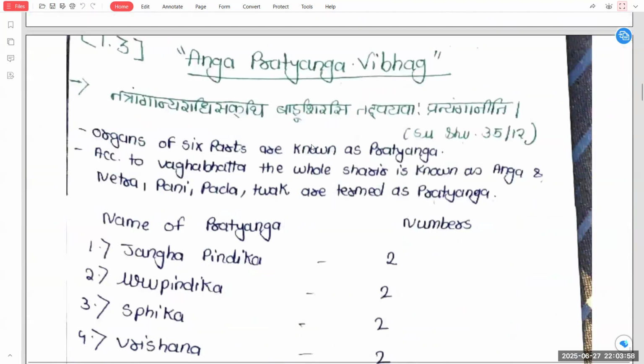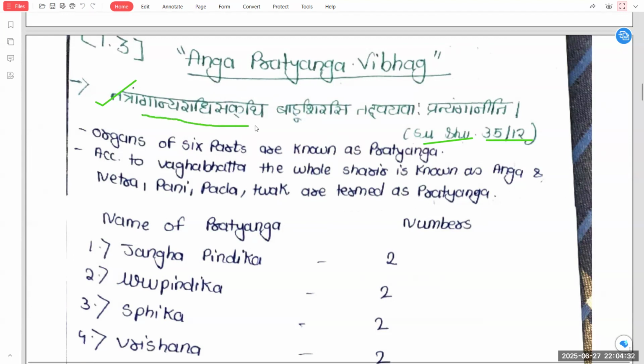Now, moving on to our third topic of this chapter, that is Anga Pratyanga Vibhag. This is usually not asked for the SAQs. Mostly if a tough paper is set, then only are there probabilities of such questions being asked. Otherwise, for the short answer questions, it is not asked. It is only asked for the MCQs. Okay. So let's see. Here only the first line of the large shloka is taken for reference purposes. The whole shloka you can refer from Shushruta Sharirsthan 35/12.